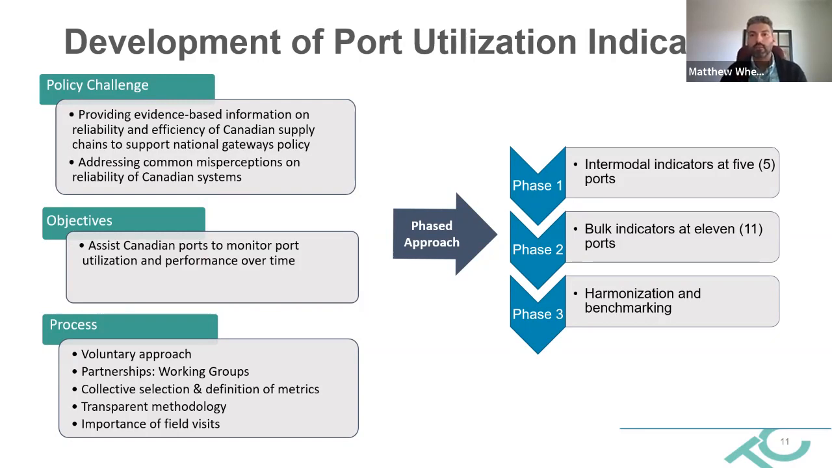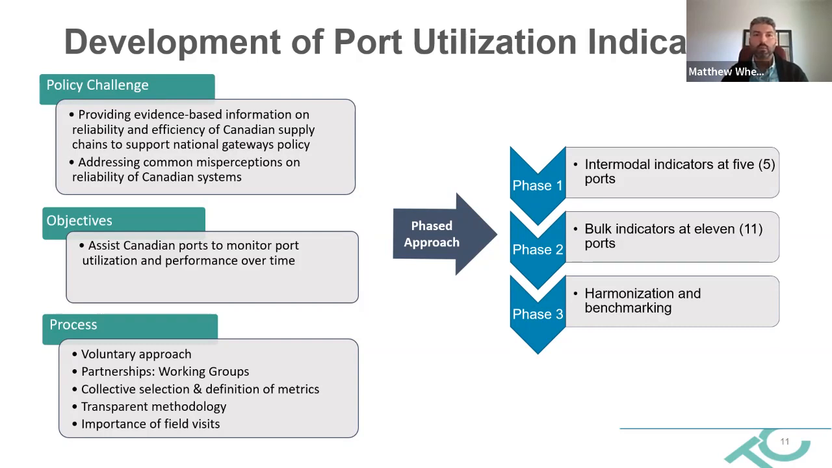For this project, we followed a phased methodology to develop these indicators. It was through a voluntary approach with a collective selection and definition of metrics by several working groups. First, the intermodal indicators were established, focusing on intermodal with 5 partner ports: Vancouver, Prince Rupert, Montreal, Halifax, and St. John. Then the next phase was the bulk indicators, which covered 8 commodities for 11 ports. The intermodal indicators, the first ones developed, provided insights on the performance of various segments of port operations, including dockside, on dock, and at the gates, while the bulk indicators provide similar insights, including vessel turnaround time, number of vessel calls, and throughput.